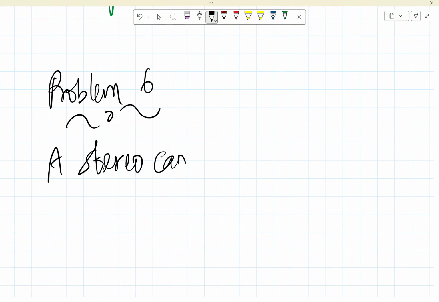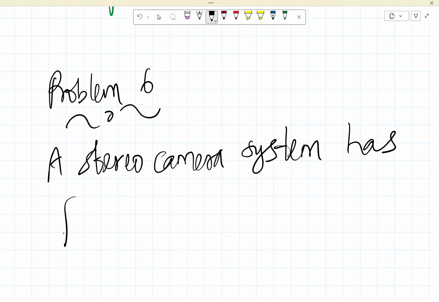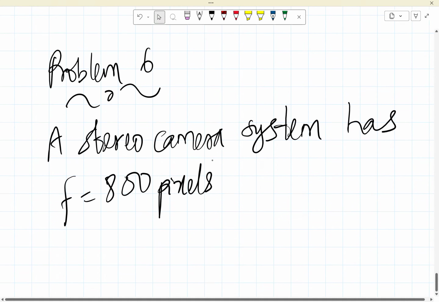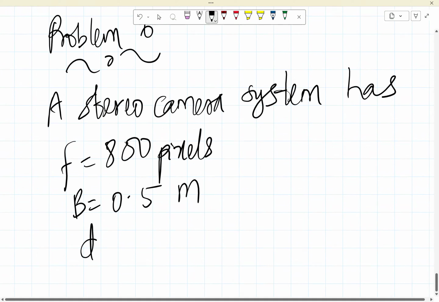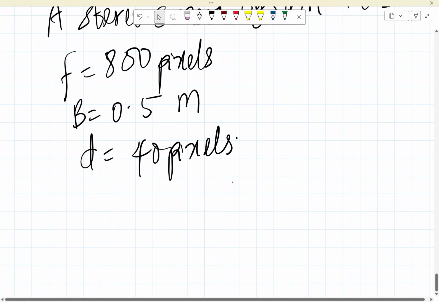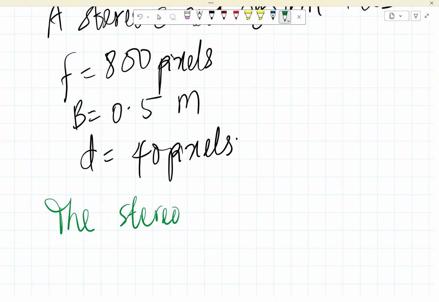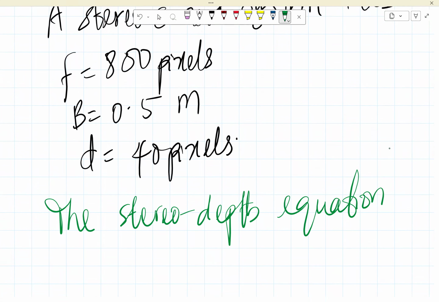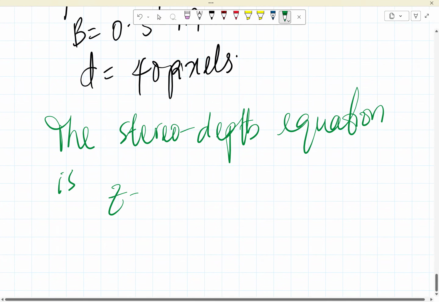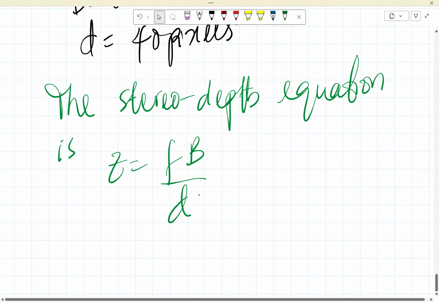A stereo camera system has f to be 800 pixels, then b is 0.5 meter, and the disparity d is 40 pixels. And we know that the stereo depth equation is z equals fb over d.